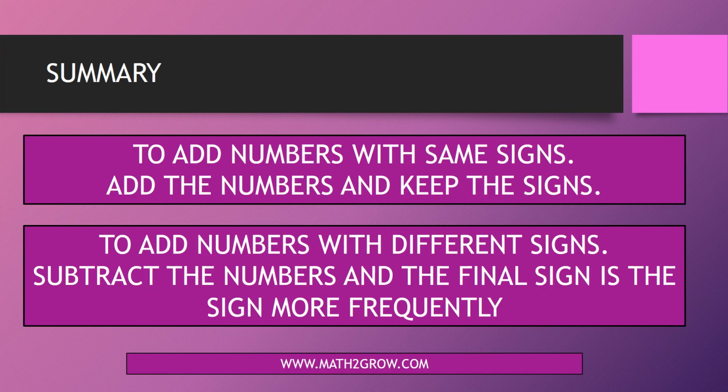In conclusion, when you want to add numbers with the same signs, it's very easy. You add the numbers and you keep the sign. If you need to add two negative numbers, you add the numbers and you use the negative sign because you have only one sign. But in the case when you need to add numbers with different signs, you subtract the numbers and the final sign is the sign of the more frequent.